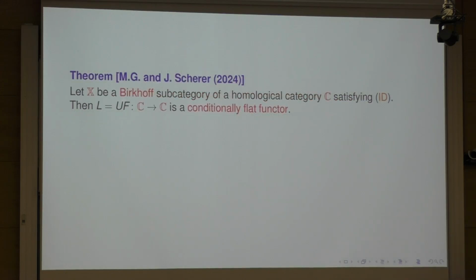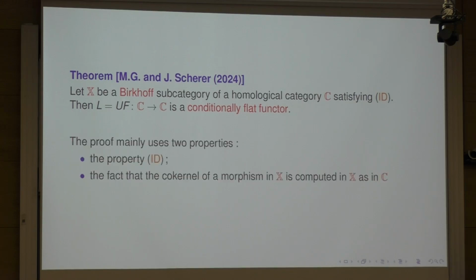Then we can prove actually that any Birkhoff subcategory of a homological category C satisfying this ID gives a conditionally flat functor. So all semi-abelian categories satisfy this condition. So if you add exactness to homological axioms, you get also a result. And the idea is based on this ID property, ideal determined property, and the fact that the co-kernel of a morphism in X is computed in X exactly as it is in C.